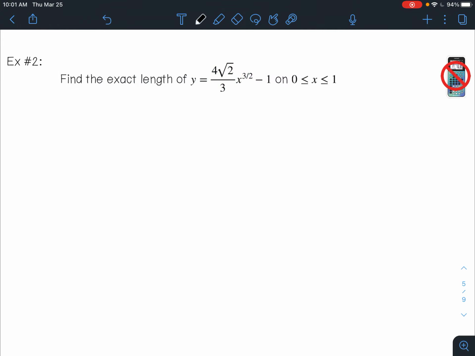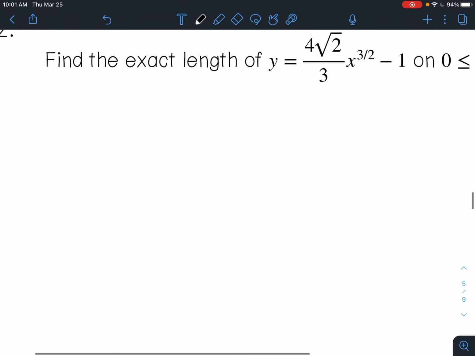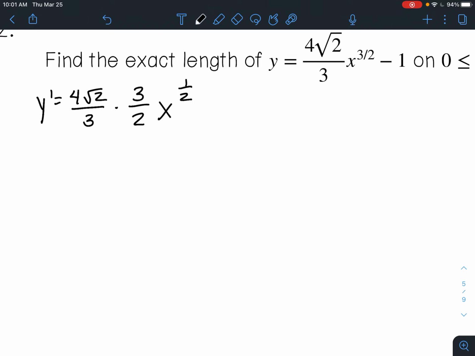Again, anytime you're asked to find arc length, you want to first start by finding your derivative. I've got 4 square root of 2 over 3, and then if I do the power rule, I'm going to have 3 over 2, x to the 1/2. My 3's are going to cancel out, and I can reduce this to 2. So this is really 2 root 2 times x to the 1/2, which we can also think of as 2 times the square root of 2x.